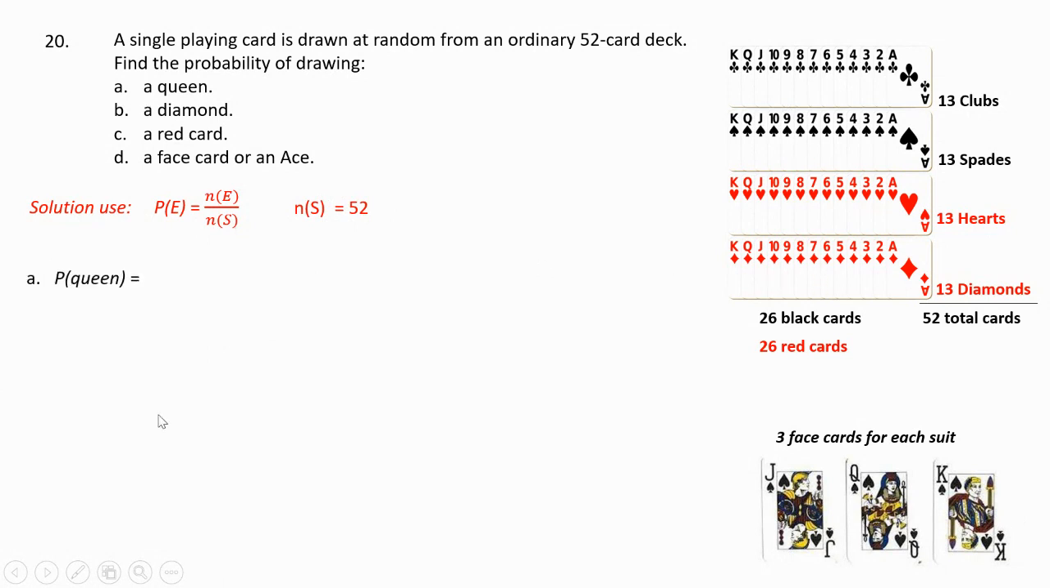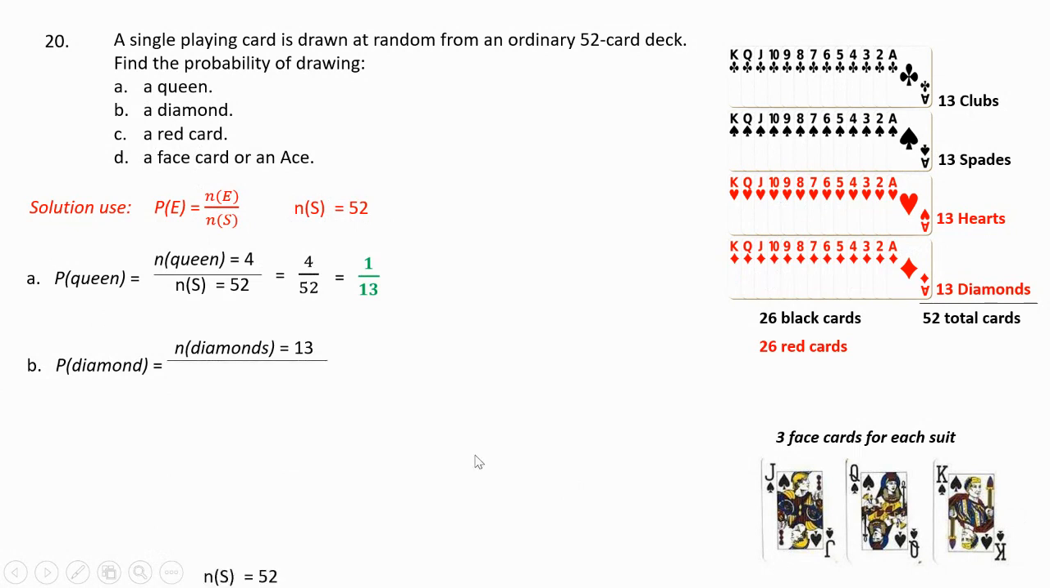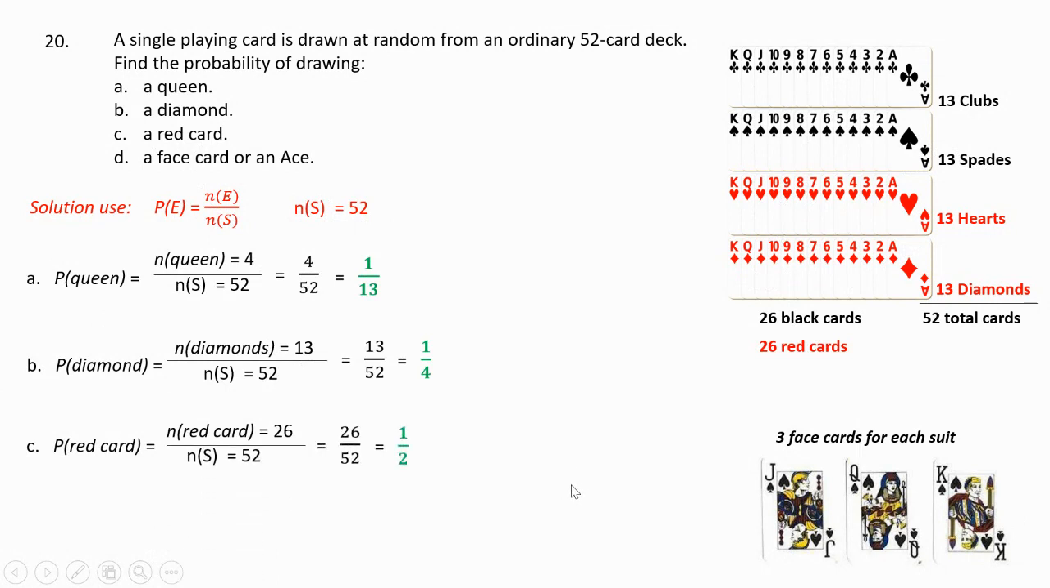So now let's do the A part. A queen. How many queens are there? There's 1 on each suit, right? So there's going to be 4. 4 queens over 52, and we just simplify. The answer is 1 over 13. A diamond. So the probability of a diamond, there's 13 diamonds, right? So it'll be 13 over 52. We simplify it, it's going to give us 1 over 4. A red card, right? Red cards, there's 26 red cards. So 26 over 52 will give us 1/2.